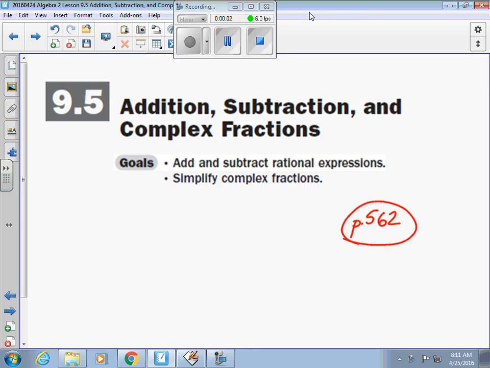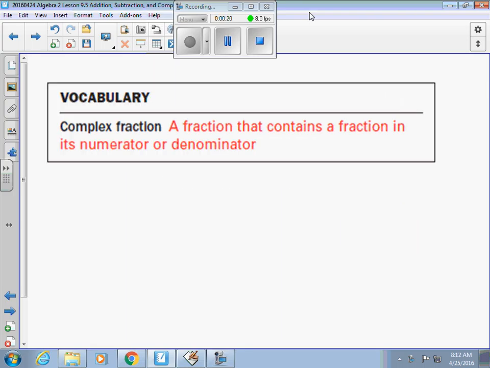This is Algebra 2, Lesson 9.5, Addition, Subtraction, and Complex Fractions, beginning on page 562. We're going to add and subtract rational expressions like we multiplied and divided them. Then we're going to simplify complex fractions where we have fractions inside of fractions.